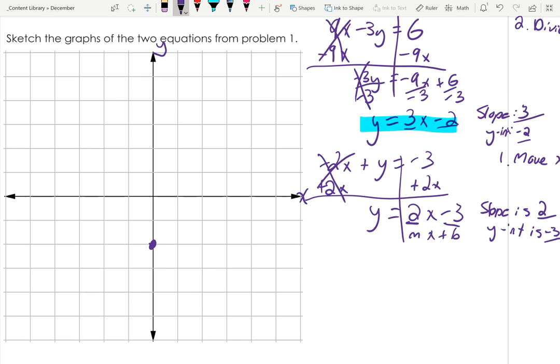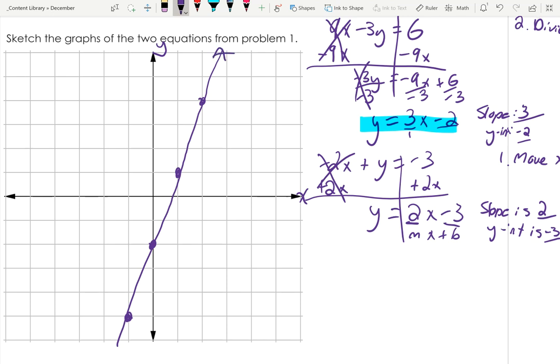Now my slope is 3 for this line, which means it's 3 over 1. So we're going to go rising 3. So we're going to go 1, 2, 3, and then we're going to go running 1, which is here. Puts my point there. And I'm going to do it again. Go up 3, 1, 2, 3, and then over 1 right there. All right, and if I want to go backwards, I can go down 3, 1, 2, 3, and then left 1, and I get the same pattern. All right, so there's my line for equation A.